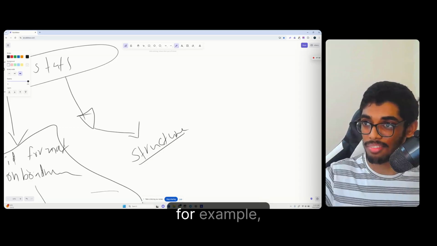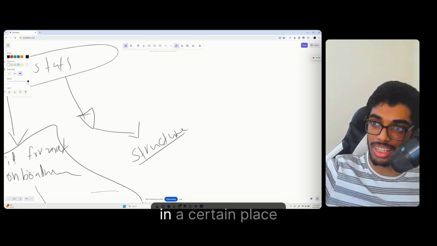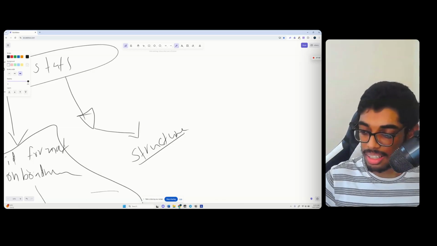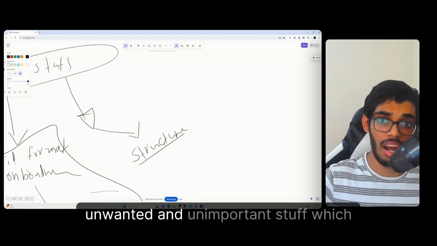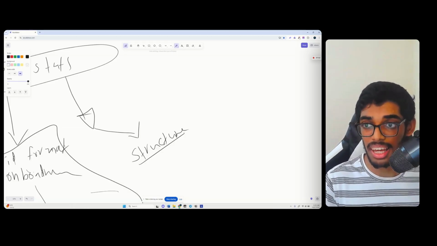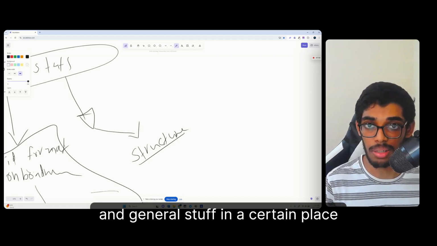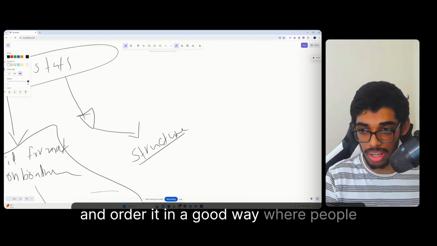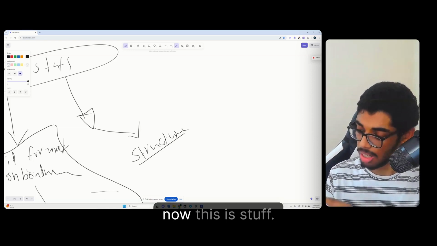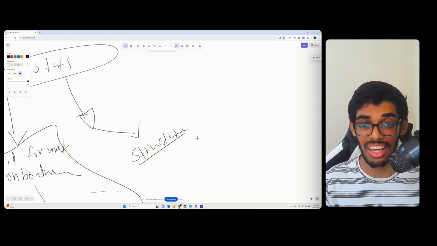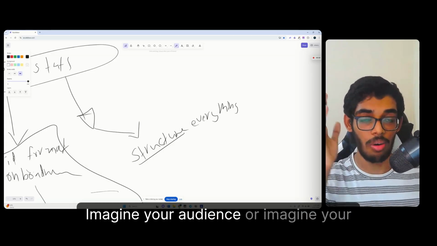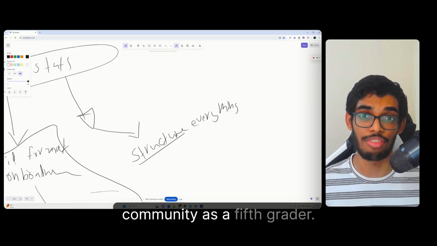You're supposed to be having, for example, important information in a certain place, and the main stuff in a certain place, and unwanted and unimportant stuff which most people may or may not need in a certain place, and general stuff in a certain place, and order it in a good way where people will feel like clicking through it. They structure everything, literally everything. Imagine your audience, or your community, as a fifth grader.